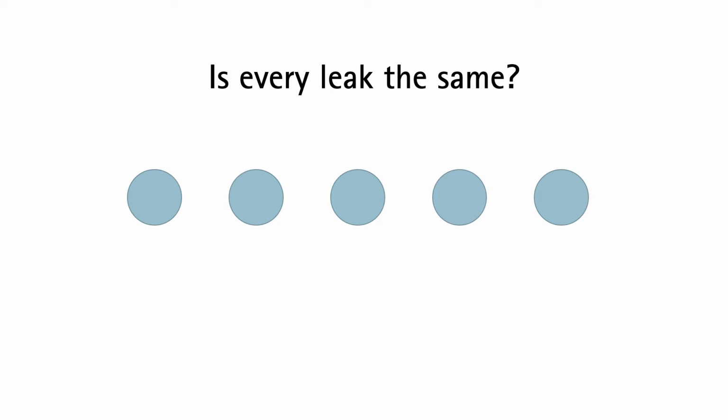So this might seem like an obvious answer, but maybe it's not. If you find one leak and you tape it up, does that make all the other leaks in the house leak more? So it doesn't, and here's why.